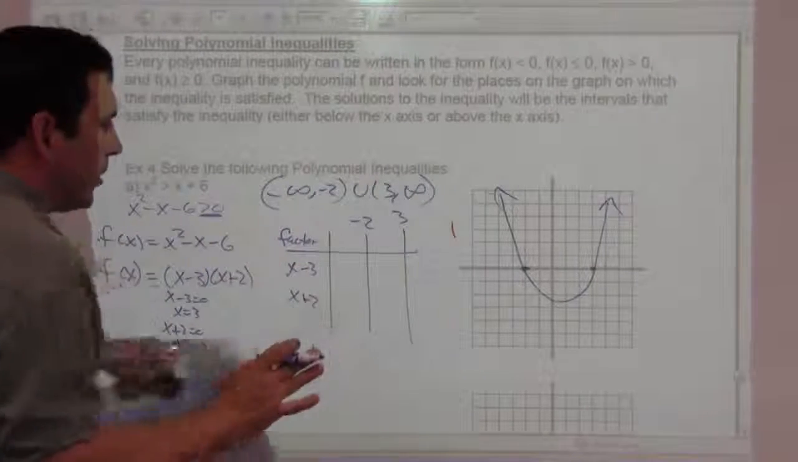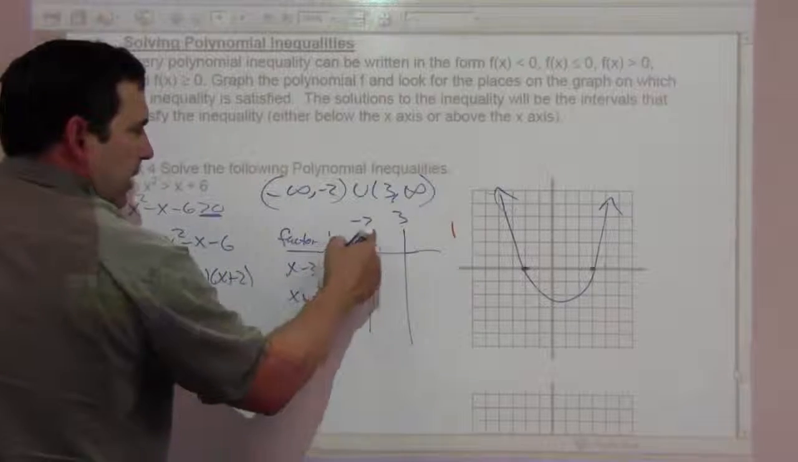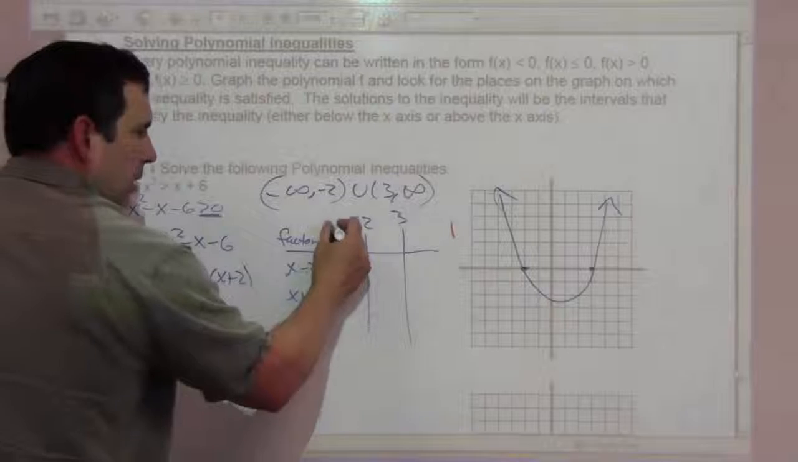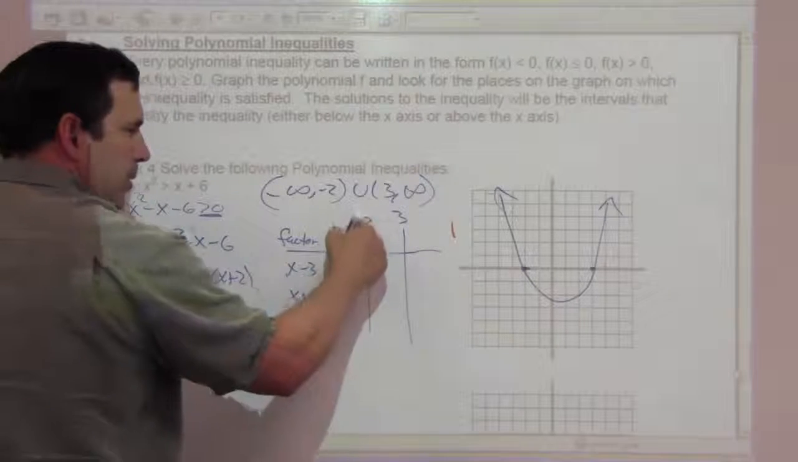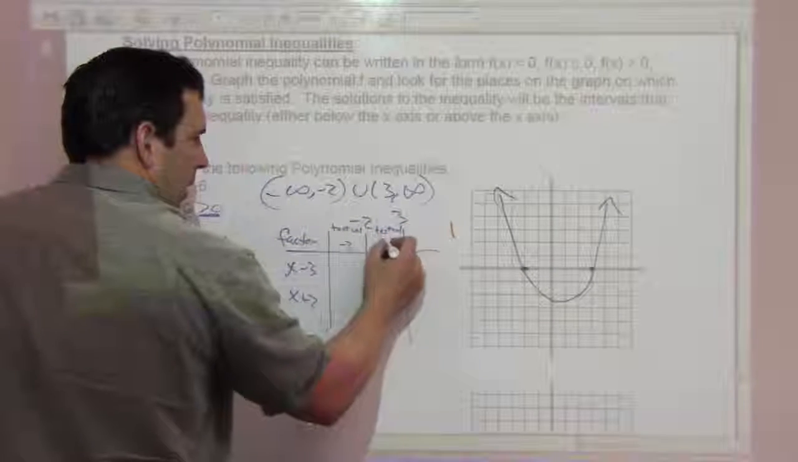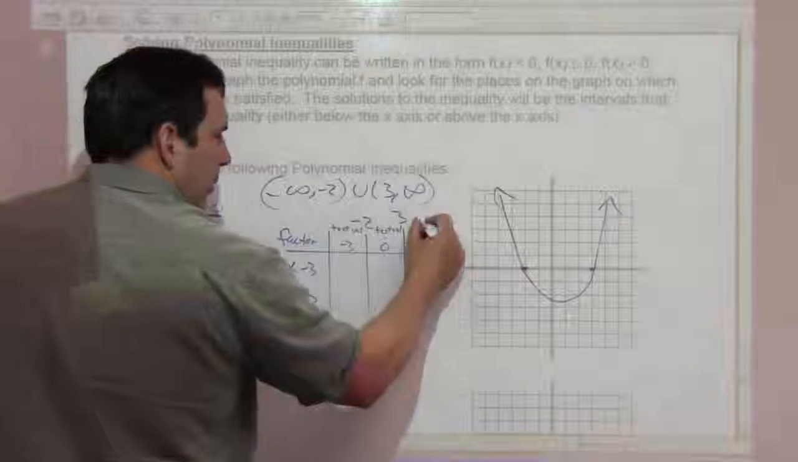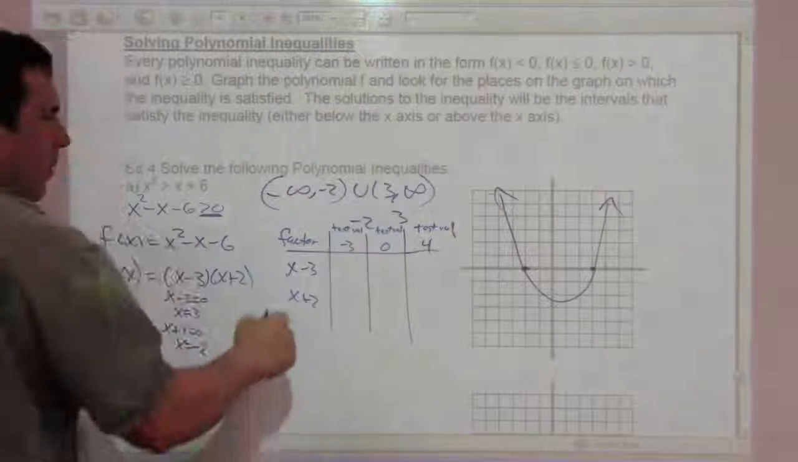Now, another way to do it is with the table format. You know the zeros. So pick a test value, something smaller than negative 2. I'll just go negative 3. Pick something between negative 2 and 3, and then I'll pick 0. Pick something bigger than 3. I'll go with 4.